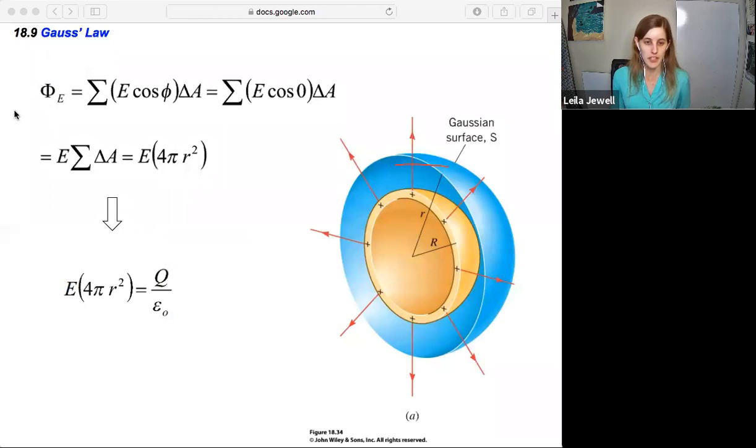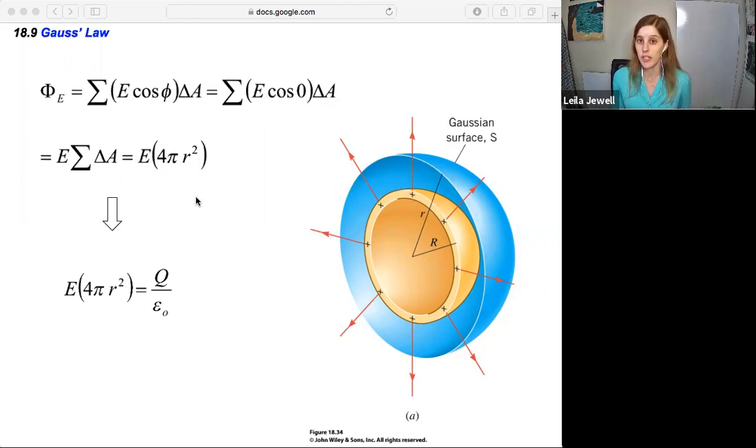So Gauss's law says that the electric flux is equal to the sum of the electric field times the cosine of the angle between the electric field and the normal times the area element. And conveniently here, the electric field lines are piercing the area of the surface. That's why we draw the surface as a sphere. So the angle is always going to be 0, and the electric field will always be in the same direction as the area. So the electric field is uniform anywhere on this surface. We can pull that outside of the summation. And if we sum up all of the areas, we would just get the area of a sphere. As mentioned before, that's 4 pi r squared.